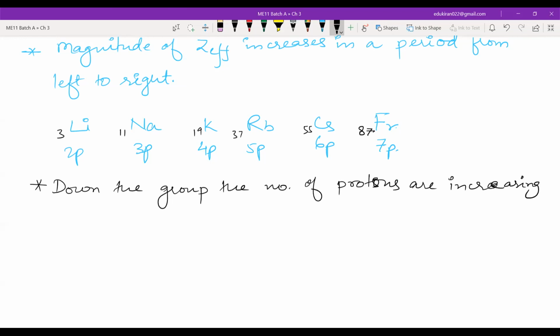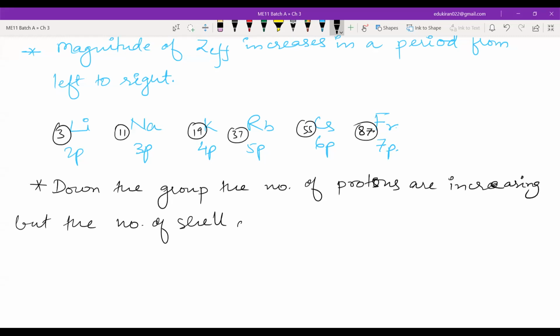Correct? Because see, if we have 3 protons, then we have 11 protons, then 19, then 37, then 55, and 87. So down the group, we can see that the number of protons is increasing, but the number of shells is also increasing, right? Because this has only 2 shells. So the valence electron is in the second shell. Here it is in the third shell. Here it is in the fourth shell. Here it is in the fifth shell, the sixth, and the seventh.